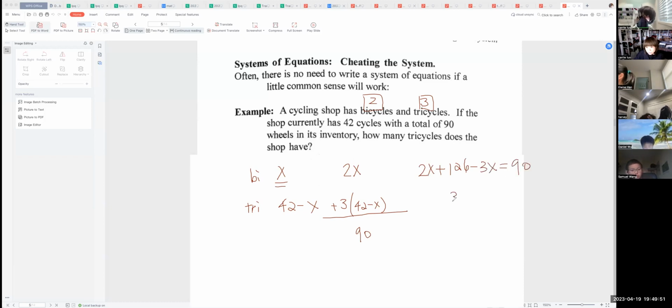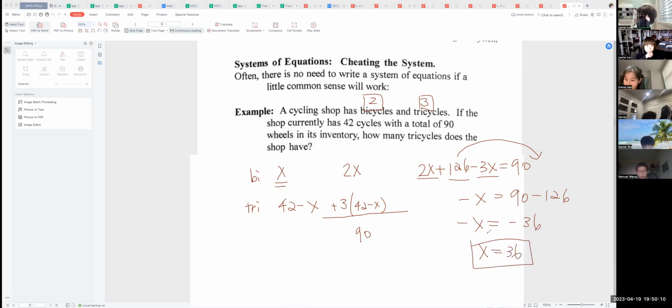Okay, so 36 equals x. So sorry, I may be too fast. So I'm just to do it. So 2x minus 3x equals negative x. And 126, move it there, will be 90 minus 126. So negative x equals negative 36. So x equals 36. So if x equals 36, how many tricycles does the shop have? So 42 minus 36 should equal 6.